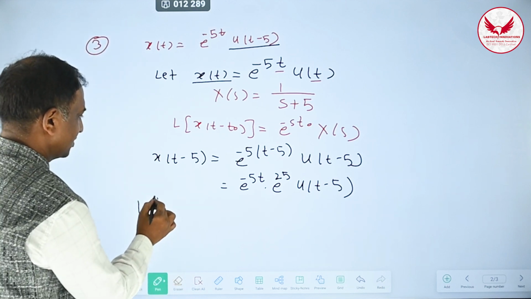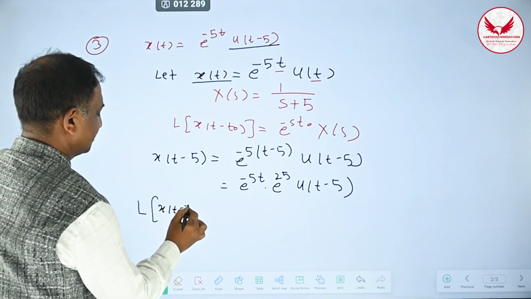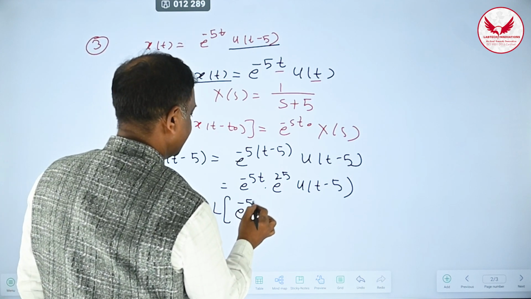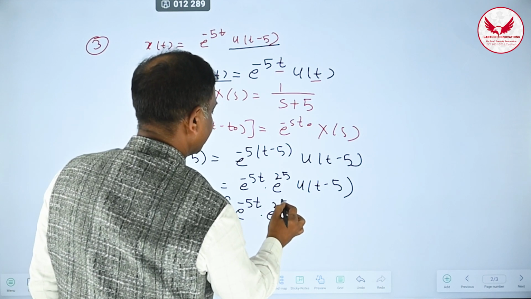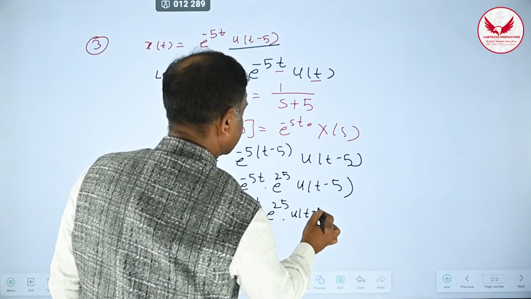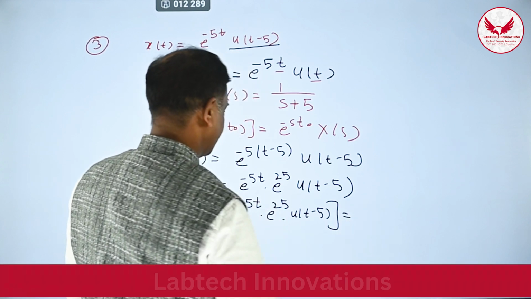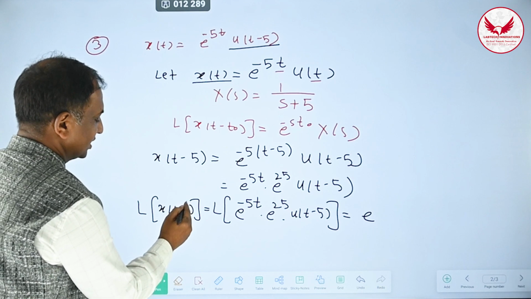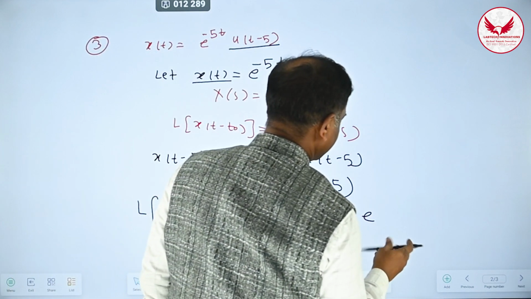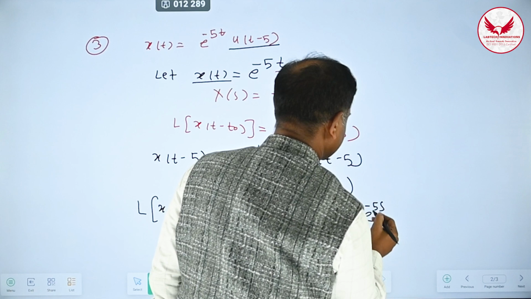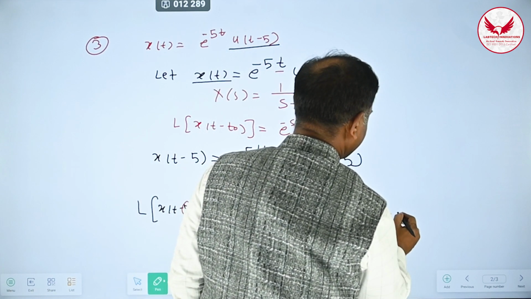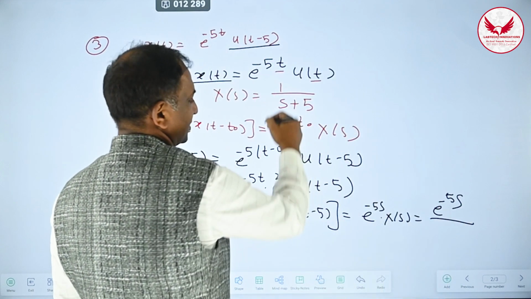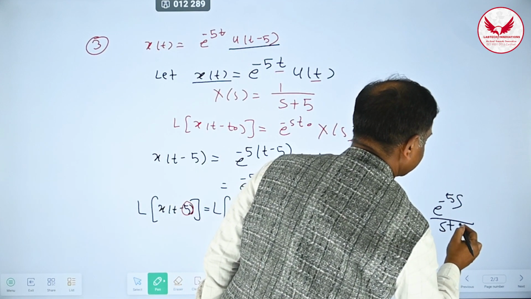Now I have to find the Laplace transform of this time shifted signal. So the Laplace transform of x of t minus 5 is equal to the Laplace transform of e raised to minus 5t into e raised to 25 into u of t minus 5. This is equal to e raised to minus s t0, here t0 is 5, so e raised to minus 5s into X of s. X of s is 1 upon s plus 5.